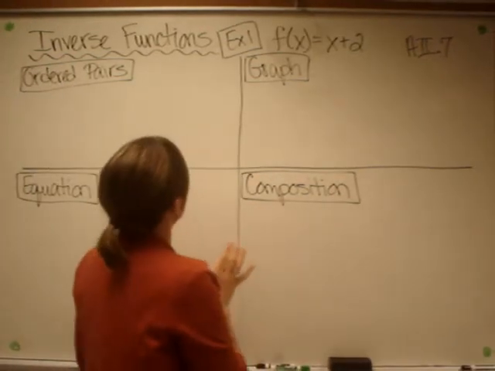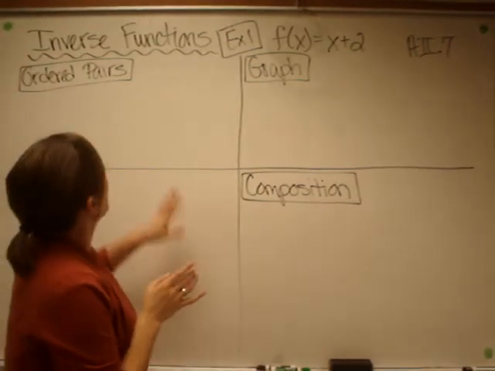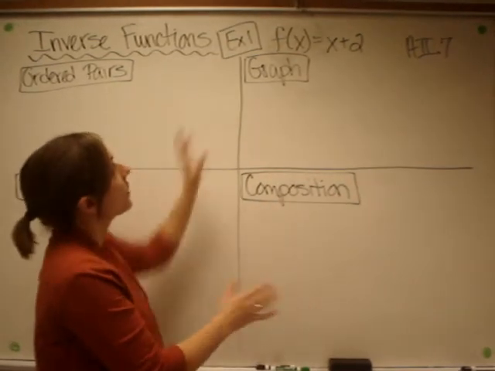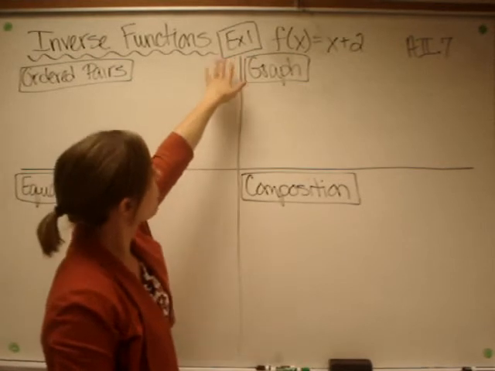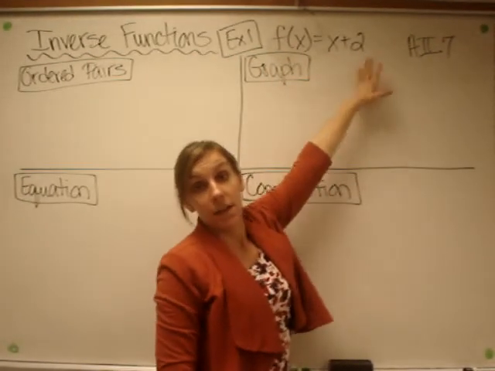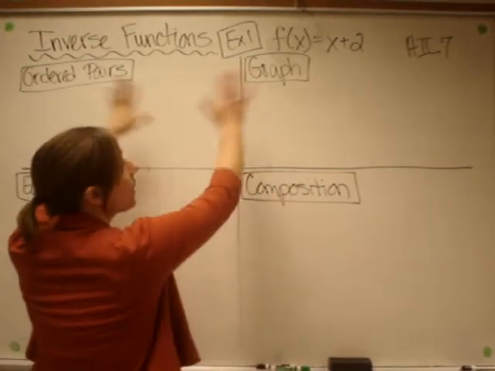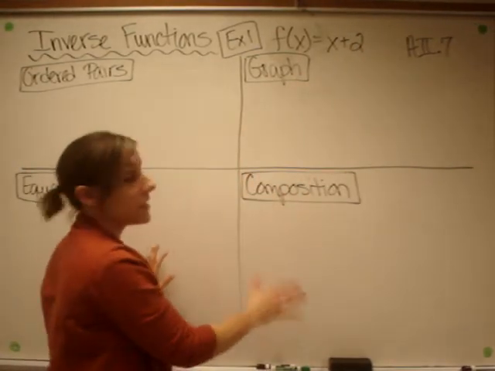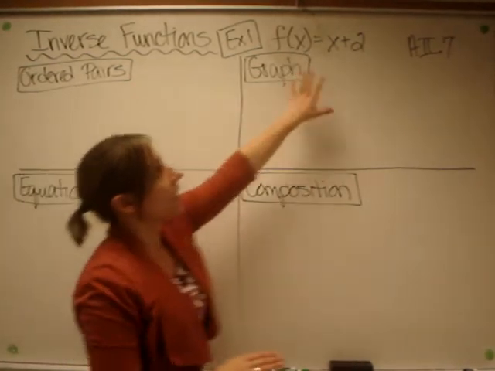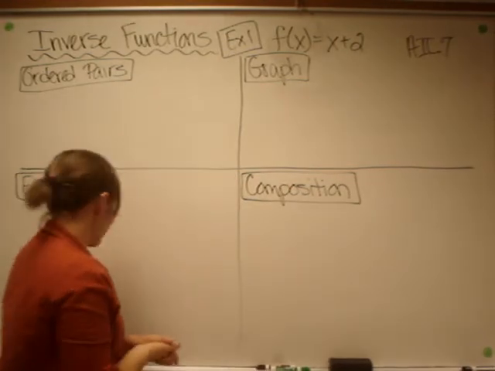Hi, so we are going to use these 4 ways of representing inverses with an example. Our first example is that our function f of x equals x plus 2. We are going to talk about all the different things that I showed you originally as to how you can represent x plus 2 in these different methods.